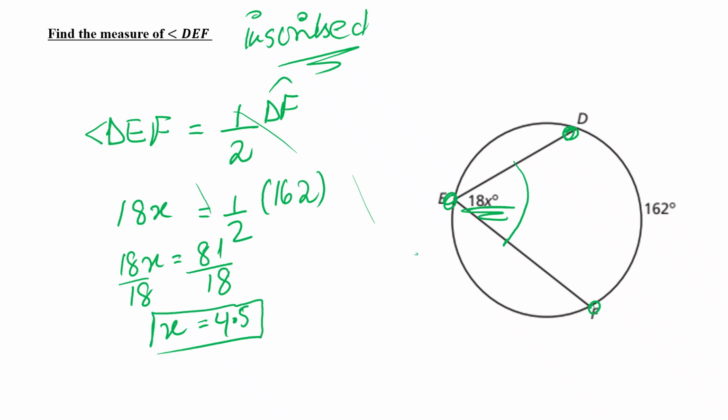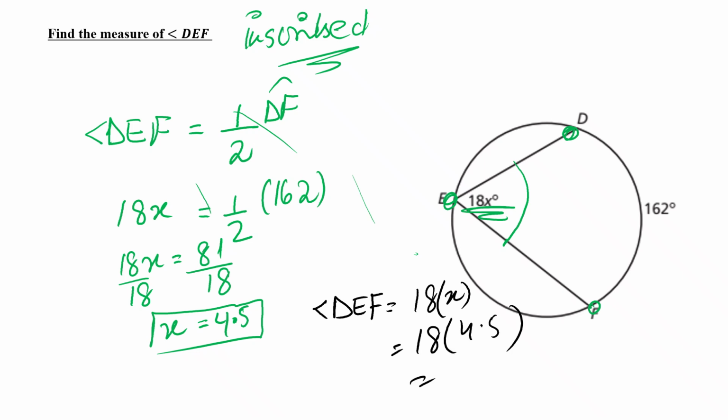Now to check your answer, angle DEF is equal to 18x. Replace x by 4.5 and check: 18 times 4.5 gives you what? And yes, it gives me 81. So that is how I will find out. If this is 162, we know that this is the half, that is 81, and yes, our rules work over here.